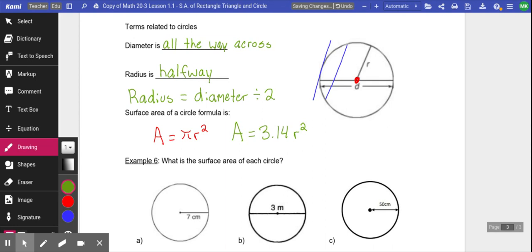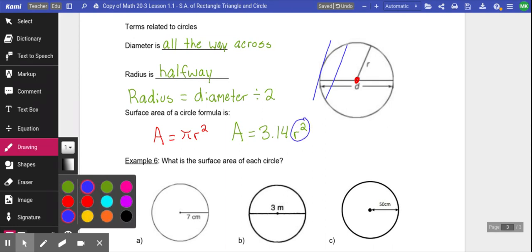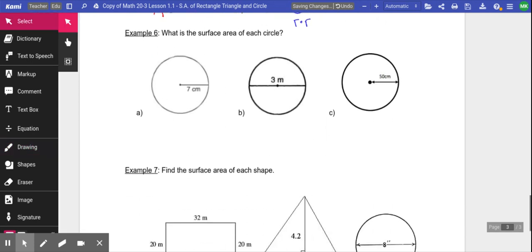R squared, just for the record, means that there are two R's. It's the number times itself. So this is really the same thing as saying R times R. It's not R times 2, right? And that's what people always put in their calculator. They go R times 2. That throws people off, right? So let's try number 6.